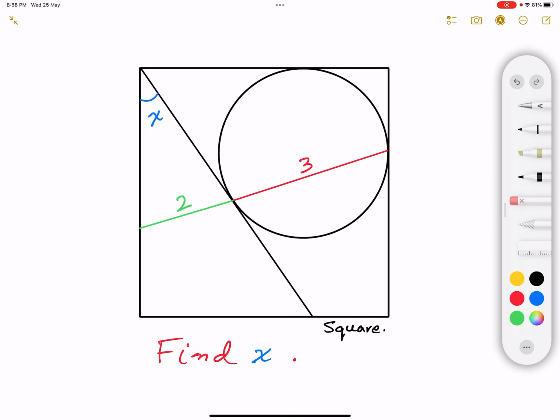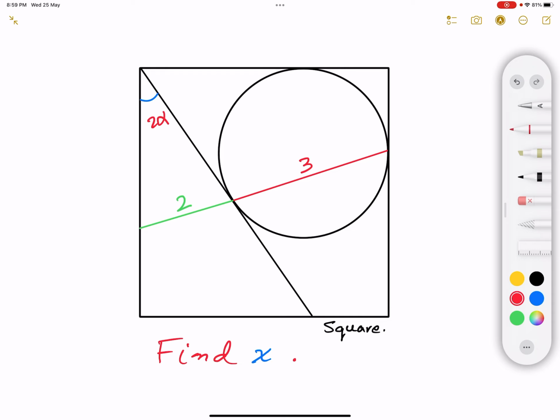So how to solve for x? I will start first of all by letting x equal 2 alpha. Okay, so that's the first thing that I will do. I will assume that this angle here is equal to twice alpha, so that makes the remaining angle 90 minus 2 alpha.